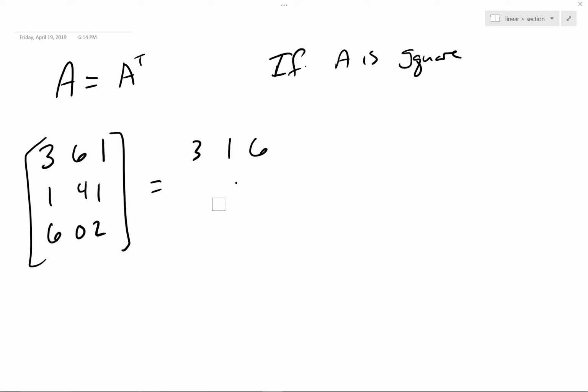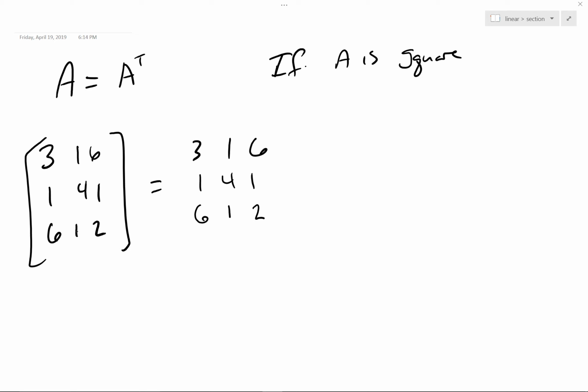So let's think about this for a minute. If this was 3, 1, 6 here, and that was 3, 1, 6, you with me? When they swap places, they would match up. Then this would have to be 1, 4, 1. And then, of course, what would the bottom row have to be? Why, it'd have to be 6, and then the 1, and then the 2, right?